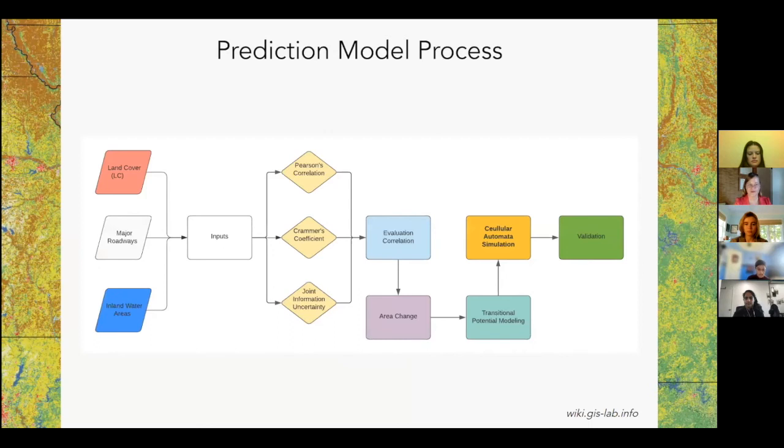The process is quite complex, but at a base level, it takes rasters of land use categories from 2 different time periods and rasters of explanatory variables, which in our case, we chose to use distance from road and distance from inland water bodies. The data then runs through evaluation correlation, which in our case, we use Kramer's coefficient, which measures the strength of association between the different land cover classifications.